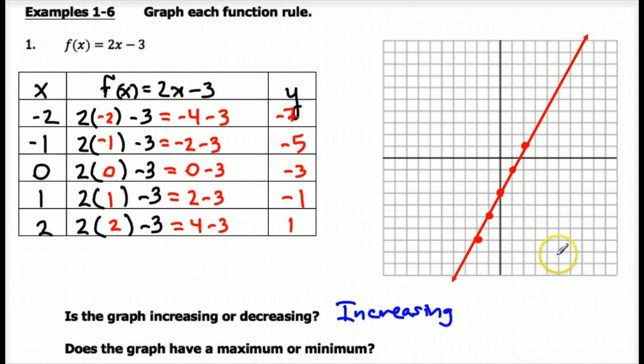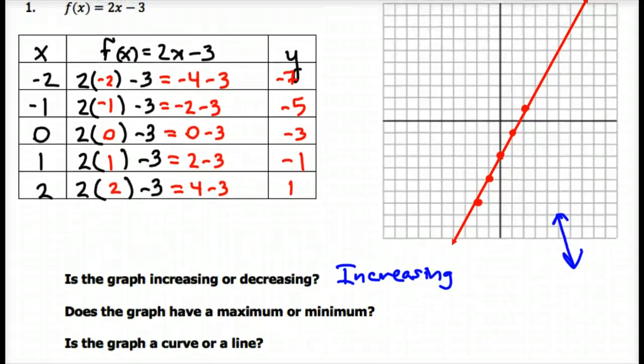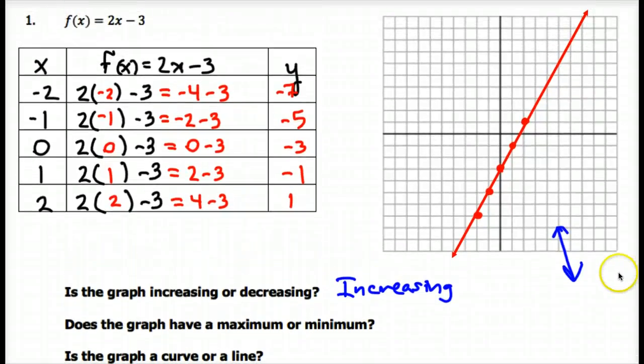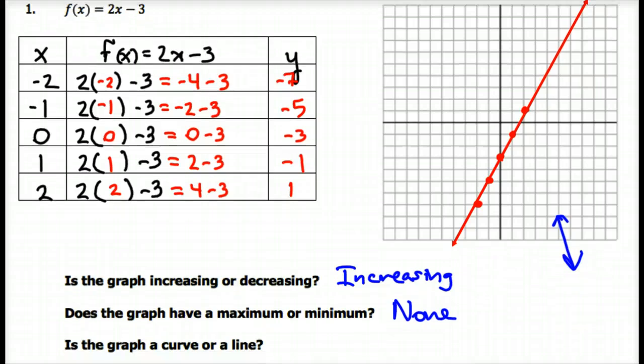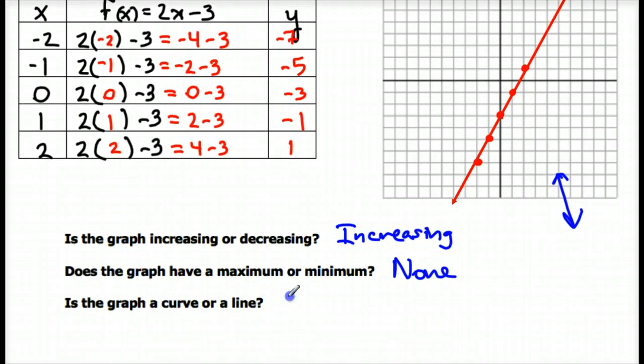A decreasing graph would look something like this. Okay, that would be an example of a decreasing graph. Does the graph have a maximum or minimum? We're going to say no for this one because there is no highest or lowest point on this graph. It keeps going forever and ever this way and forever and ever this way. And so there is no maximum or minimum point on this graph. Okay, and then the final question, is the graph a curve or a line? Well, obviously this one is a line, so that's an easy question to answer.